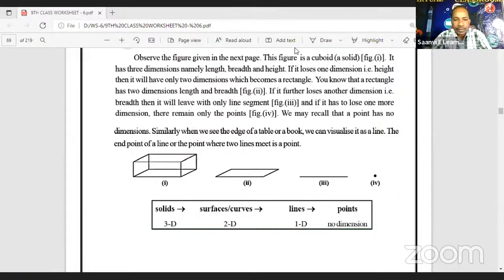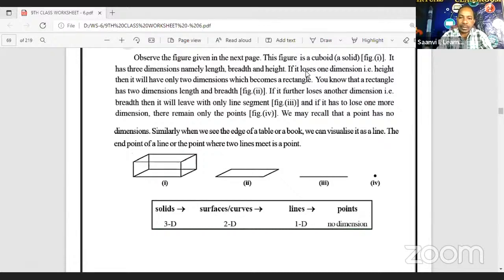And when we remove one dimension from this 3D figure, it becomes a 2D figure. 2 dimensions: rectangle, length and breadth. Again, when we remove one more dimension from this rectangle, this 2D figure becomes a 1D figure. Again, from this 1D figure, if we remove one more dimension, it becomes no dimension.